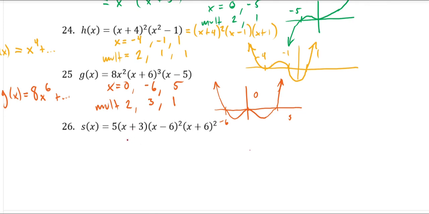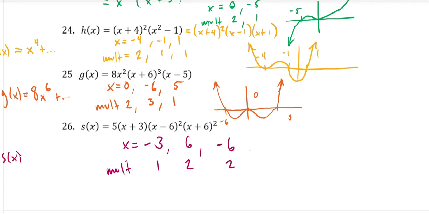We have a 0 at -3, corresponding to this factor, at +6, corresponding to this one, and at -6, corresponding to this one. Their multiplicities are respectively 1, 2, and 2. And so we know that they cross, bounce, and bounce respectively. Now, what about the leading coefficient?